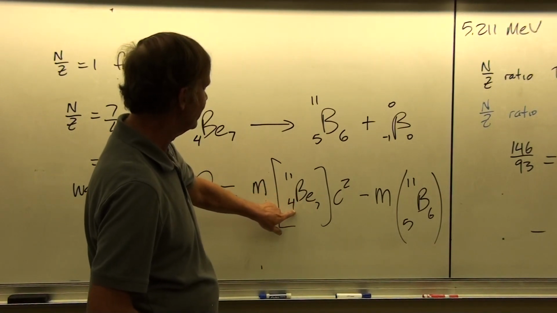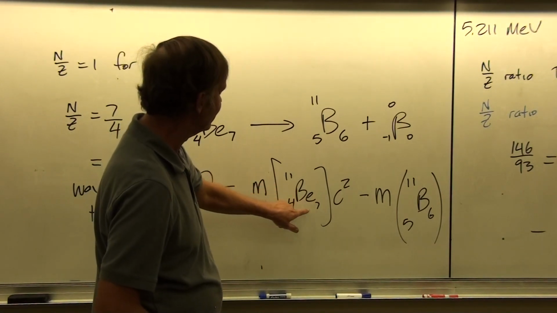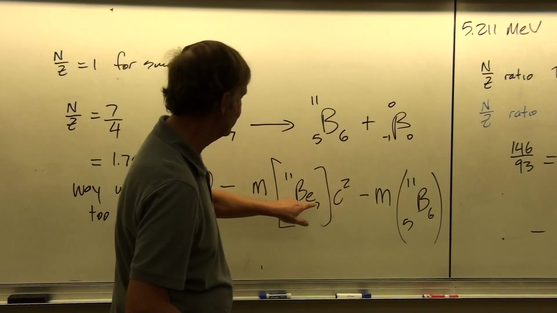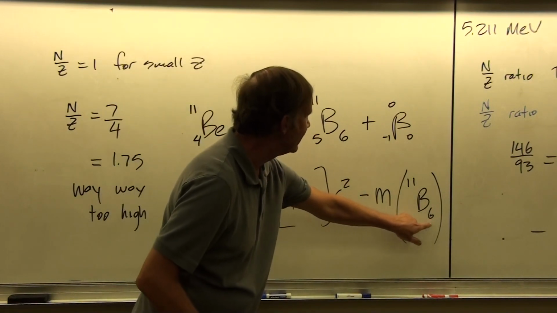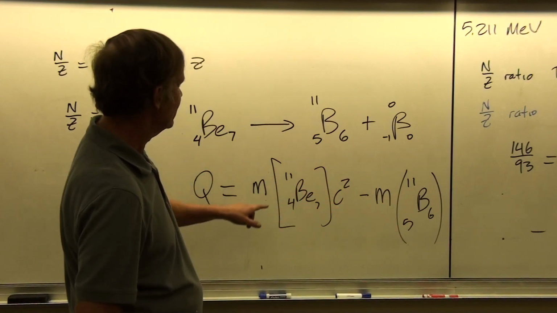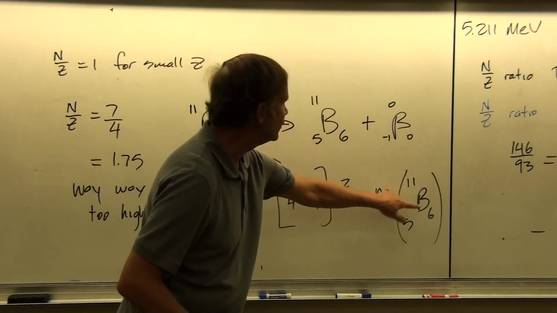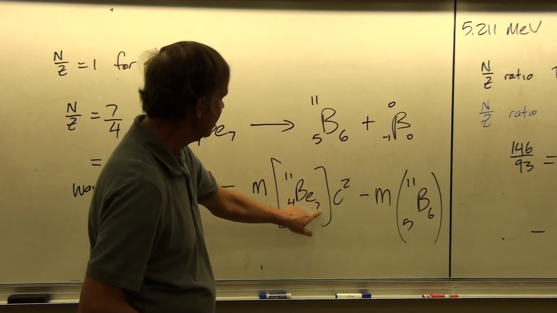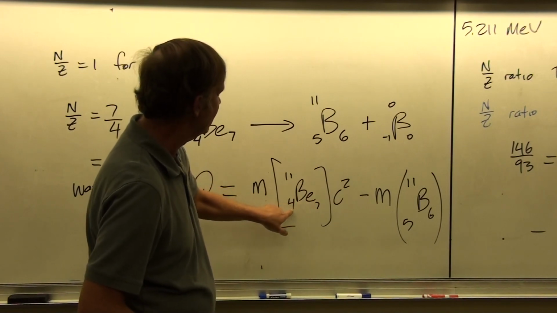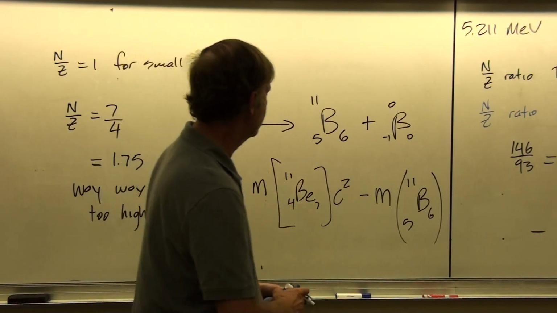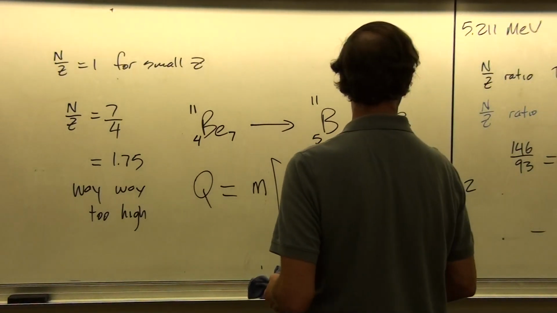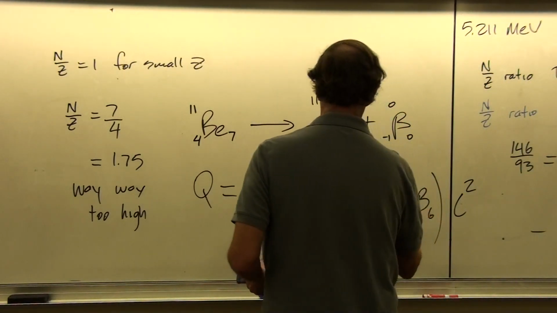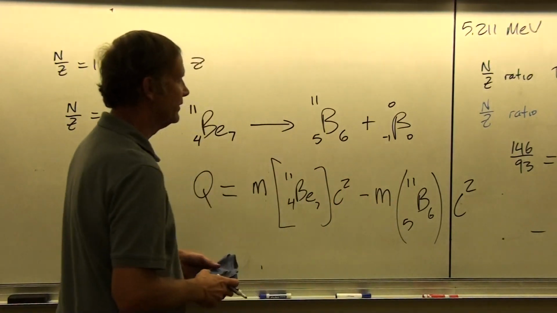more neutrons relative to protons, and we know that the mass of a neutron is greater than the mass of a proton. Okay? So as we go to lower neutron to proton ratio, we know that this mass should be a little bit less than this one because this has a disproportionately larger number of neutrons to protons. That would be minus these two masses times the speed of light squared.